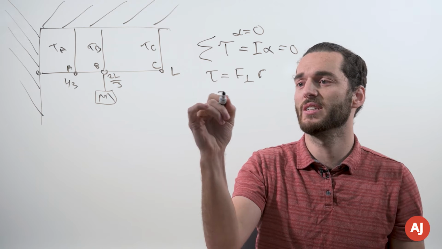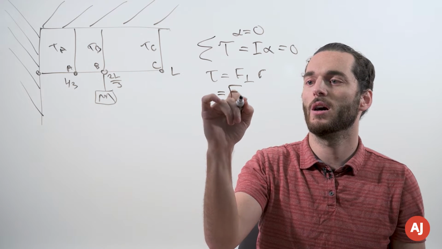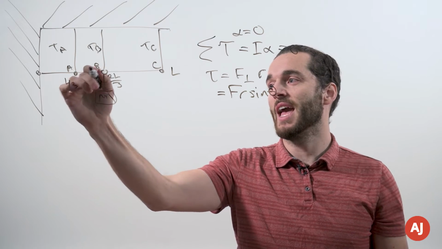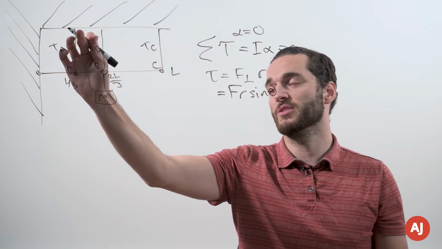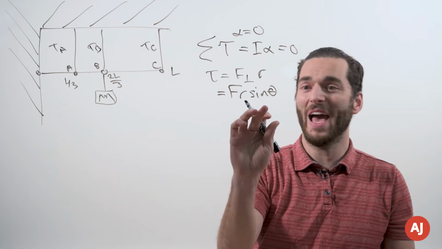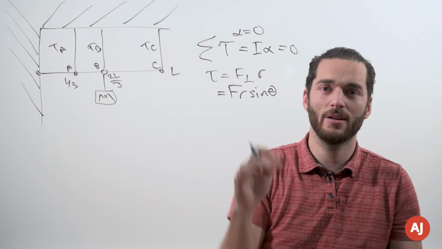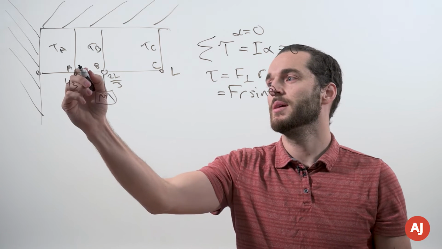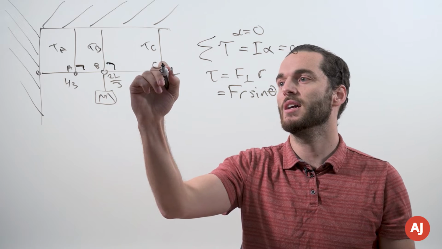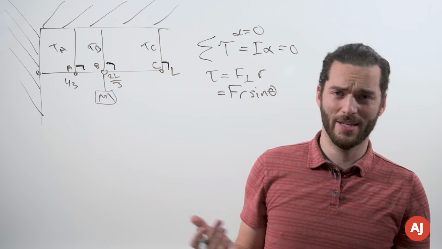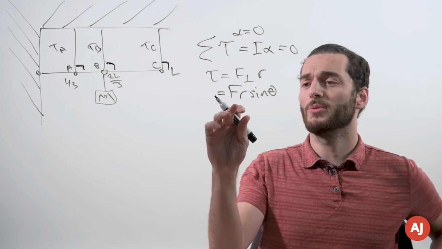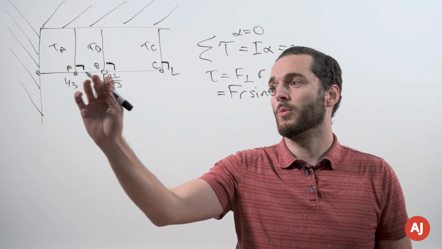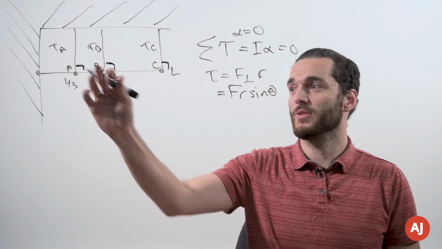Typically you'll see this as F r sine theta, where theta is the angle between the tension in the cable and the rod. You simply plug that in here and you'll get some factor, which is the amount of the force that's actually perpendicular. But in this case, we'll just say these are all 90 degrees, so sine theta is going to be 1 and we don't have to worry about it. So we just have F and r for each one of our torques, and we're going to have 1, 2, 3, 4 different torques for each cable and the mass.